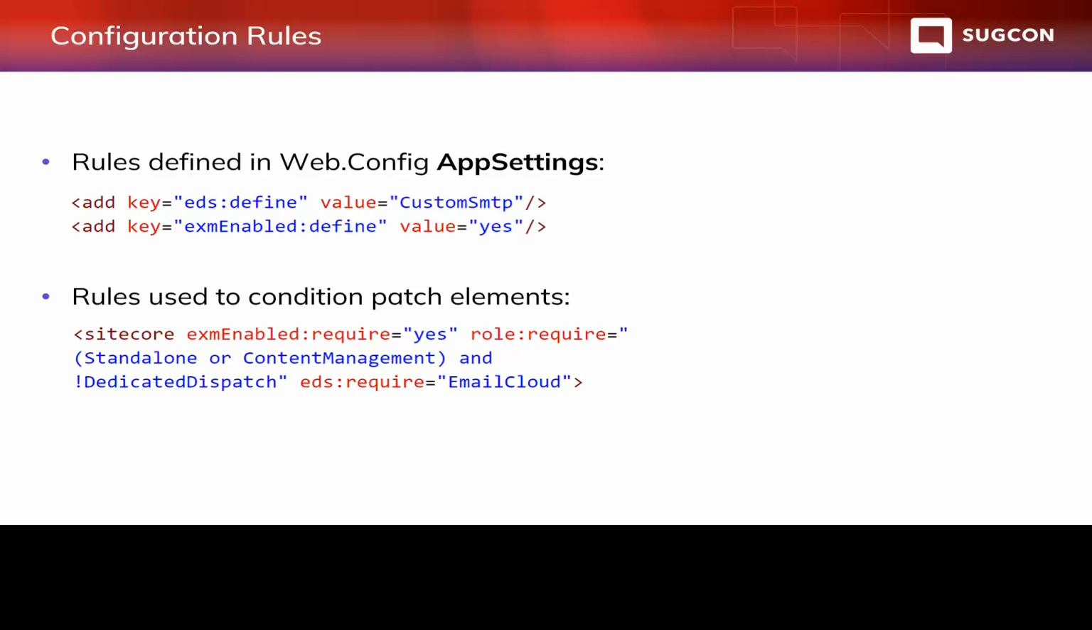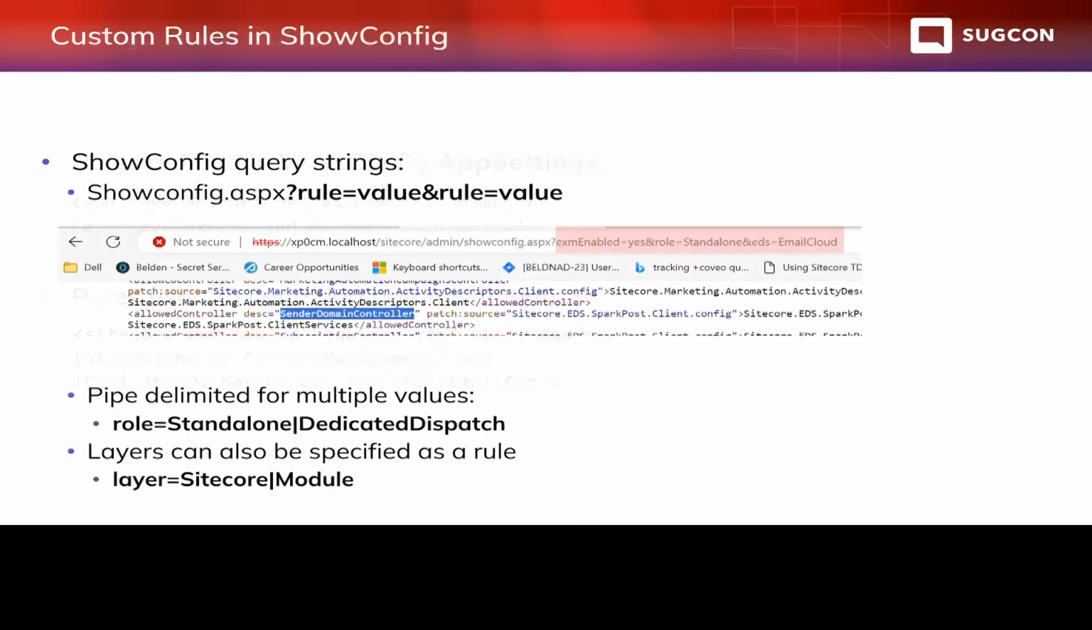Suppose you want to check that and see what would happen if you did have that. Well, you don't have to restart Sitecore, which you have to go out to lunch if you do that. You can just use ShowConfig, and you can pass them in a query string. So that's really helpful if you want to see how these rules are going to work.